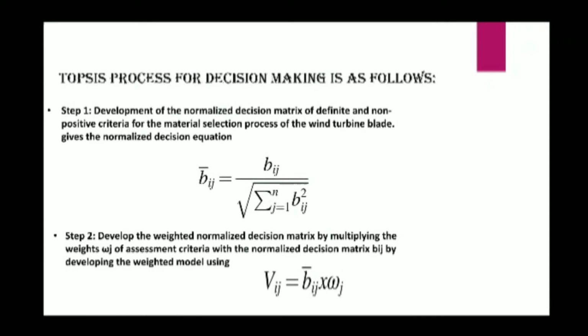Step 1: development of the normalized decision matrix of definite and non-positive criteria for the material selection process of the wind turbine blade gives the normalized decision equation as shown below. b̄ij is equal to bij divided by the square root of the summation from j equals 1 to n of bij squared. In step 2, develop the weighted normalized decision matrix by multiplying the weight ωj of the assessment criteria with the normalized decision matrix, using the weighted model vij is equal to b̄ij times ωj.